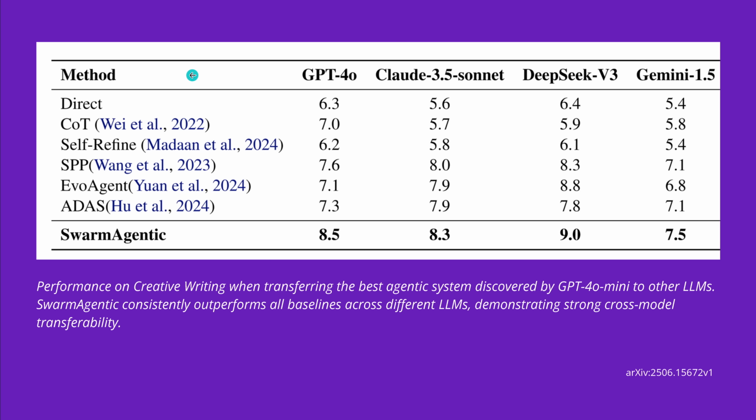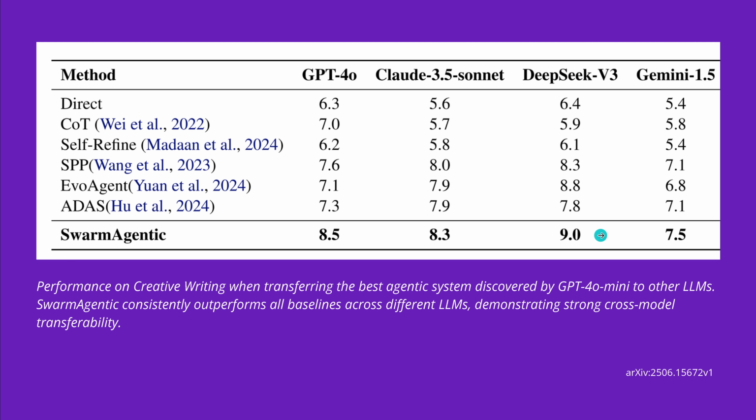Performance data. We need performance data. On creative writing is now the task, not travel, okay? So when transferring the best agentic system discovered by GPT-4o Mini, a real tiny one, to other LLMs, let's have a look at the performance. And you see all the other methods, beautiful, that came before. And now here, the SwarmAgentic. And independent, if you go with GPT-4 Omni, Claude, DeepSeek version 3, it outperforms the other models.